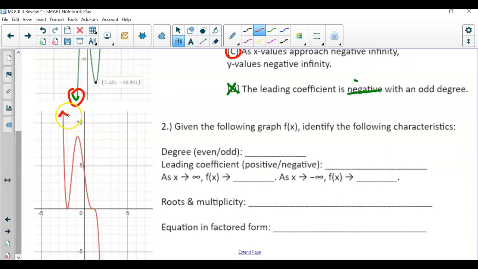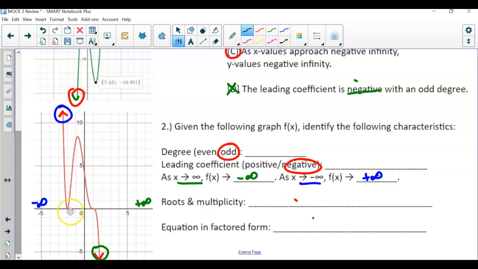Then here, same thing. I'm going to have my ends here, so I'm going to create that and then identify the characteristics. I notice here with going 1 to 1 that my degree is odd. The leading coefficient, if I read it left to right, is going down, so my leading coefficient is negative. Now, as x's are approaching positive infinity, my graph is going down to negative infinity, my f of x values. As my x values are approaching negative infinity, notice here on the left, our f of x, our y values, are approaching positive infinity. Now, the roots and multiplicity.